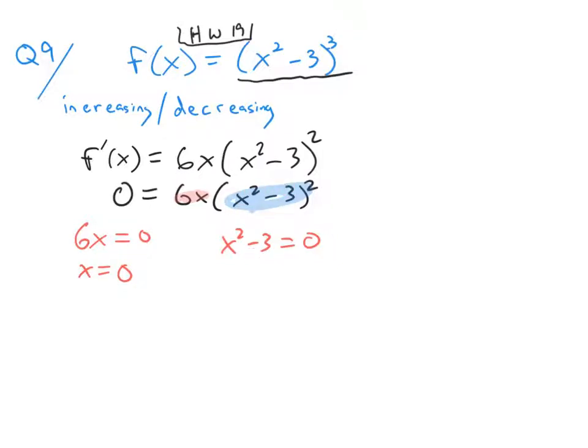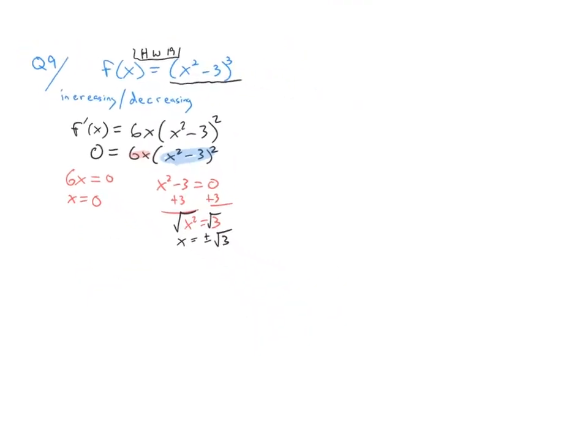So we solve that. We add 3, and you get x squared equals 3. Take the square root of both sides, and you're going to get two answers: x equals plus or minus the square root of 3. Go ahead, look at that, copy it down. And let me shrink that, give us some space.